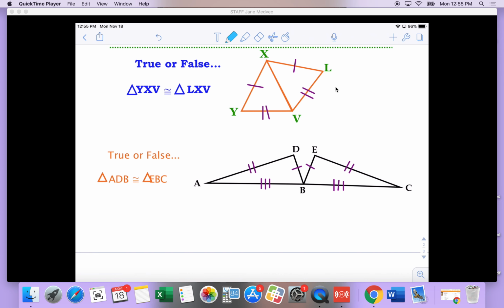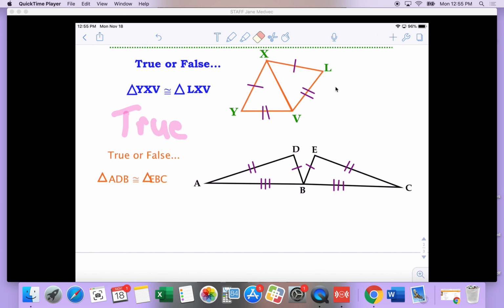Here we go. True or false? YXV, is that congruent to LXU? Yes or no? Is that true or is that false? Look at the corresponding parts. True or false? It is true.